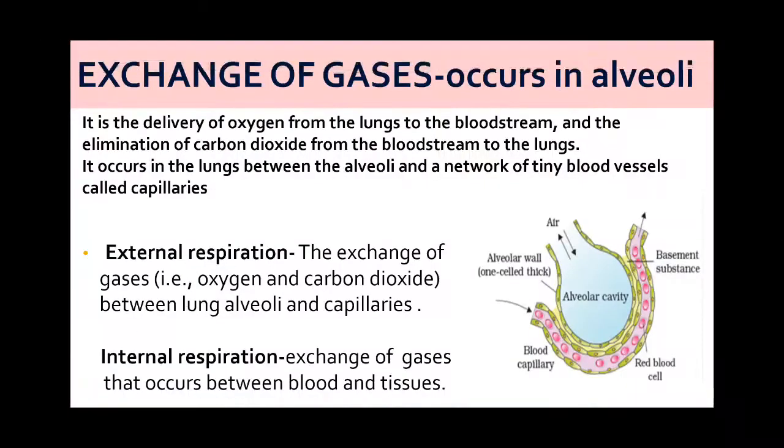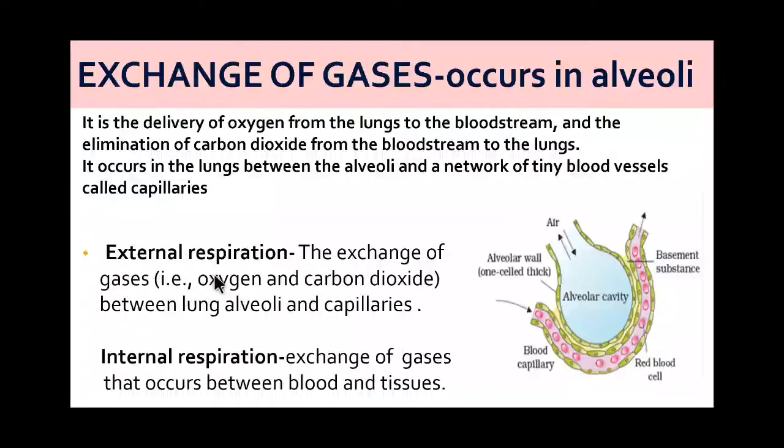Now next, how the exchange of gases occurs in the alveoli. So it is the delivery of oxygen from the lung to the bloodstream and the elimination of carbon dioxide from the bloodstream to the lungs, and it occurs between the lung alveoli and a network of tiny blood vessels. Here you can see these are the blood capillaries and these are the alveolar walls, and how the blood cells are carrying away the oxygen. And it is also bringing down the carbon dioxide.